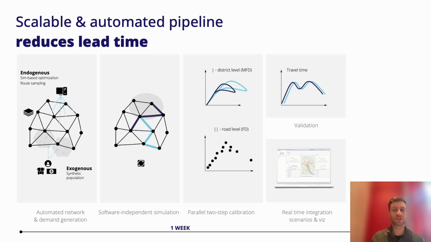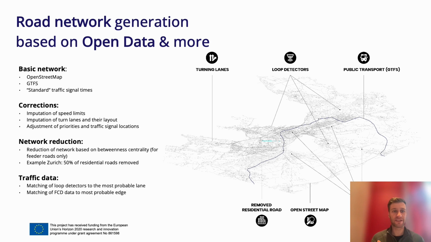And let's start with just the road network generation, which we actually do based on open data. So we start off by having OpenStreetMap as the base layer, which is the publicly available, open source mapping, available for most cities around the world in different types of quality levels. So that's why afterwards we need certain corrections. Like if there is no information about speed limits, we would try to impute that based on the neighborhood and based on the type of road that we're looking at.